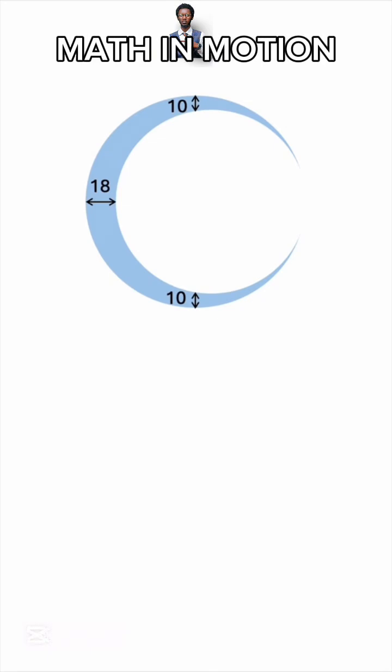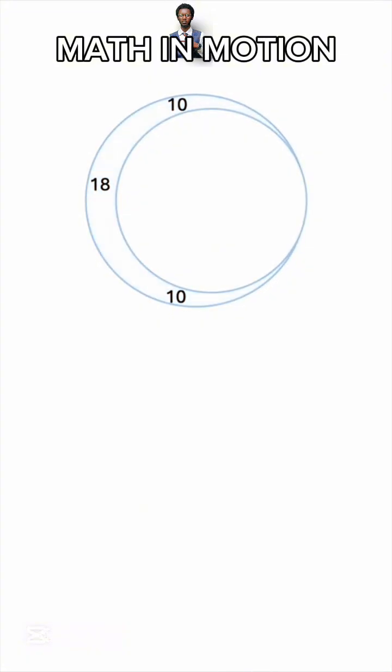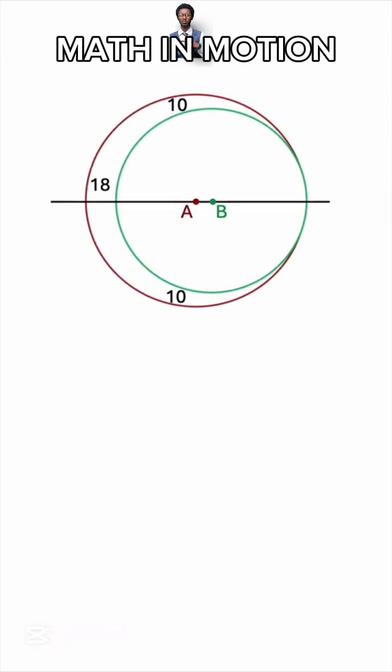Now, if we remove the shading, it becomes very clear that we have two interior tangent circles. So let's draw a horizontal line that goes through the two centers, and let's call them A and B. So A is the center of the large circle, and B is the center of the small circle. Now let's call the radius of the big circle big R, and the radius of the small circle small r.